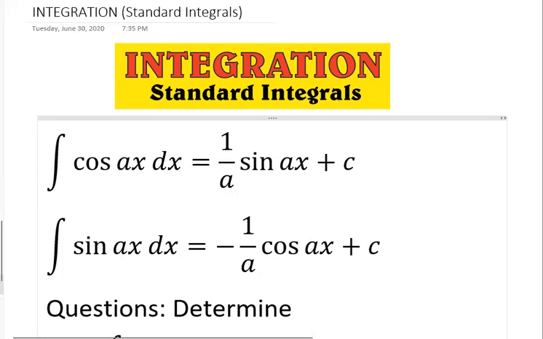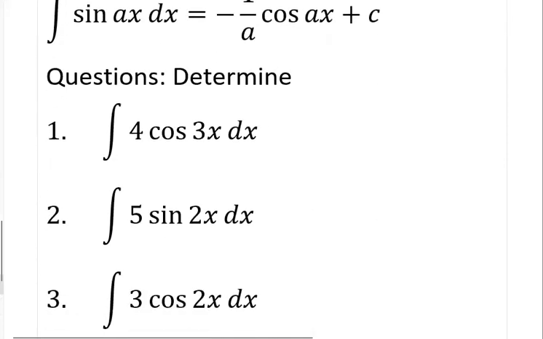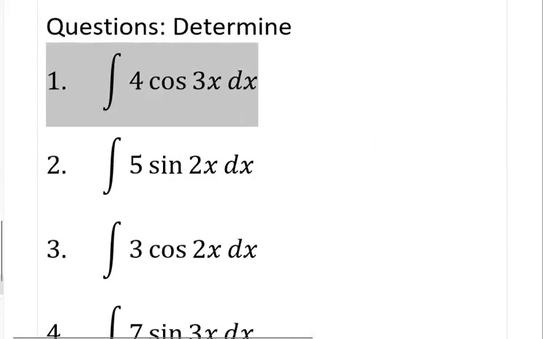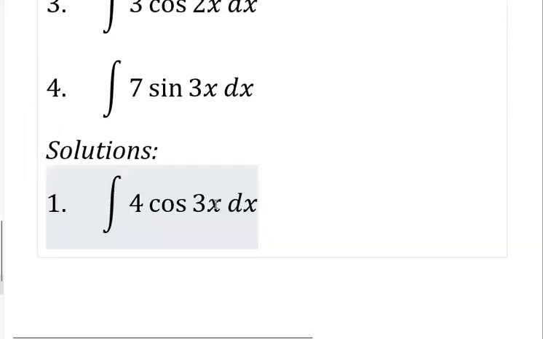So let's solve some questions so that you can see what we're talking about. So let's start with solution number 1. We have to determine what we have here. So let's go straight to solving. For question number 1, we'll come here and say for solution number 1. Very good. So don't forget, we'll be applying our standard integral that we just explained up there. So we have to integrate what we have here.